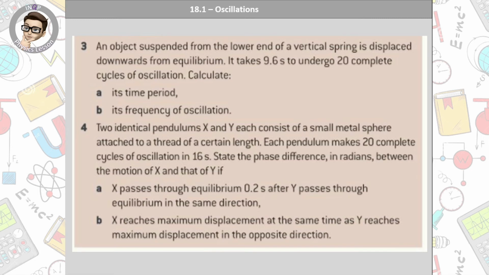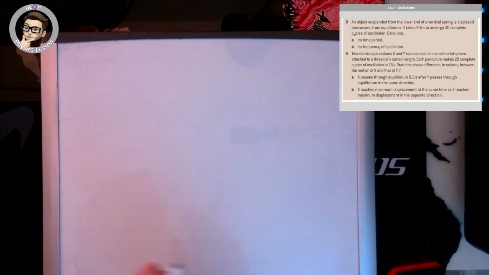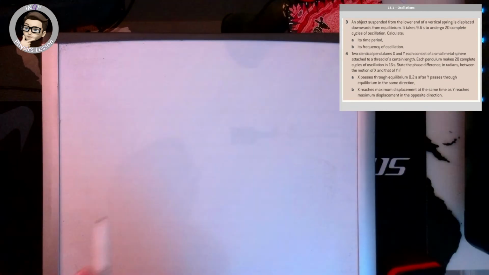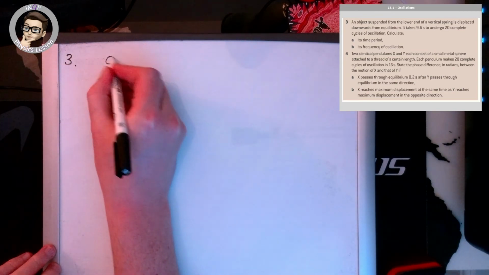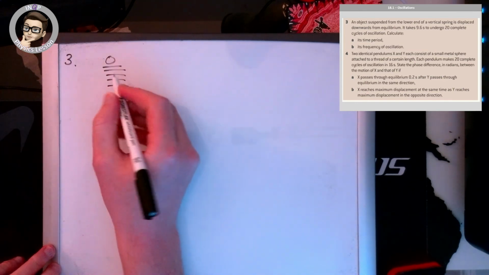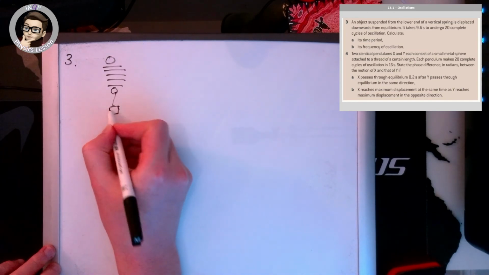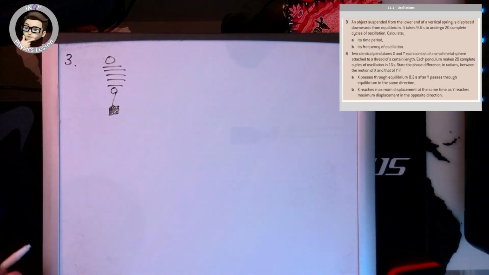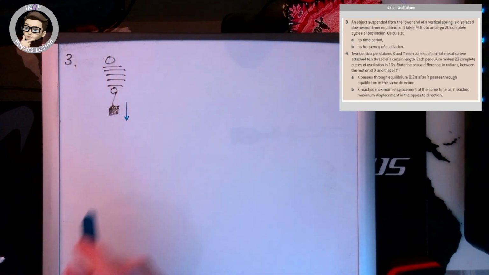Okay, so let's go through some of those answers. And let's just go for that one. Right. So question 3 asked us: an object is suspended from the lower end of a vertical spring and displaced downwards from equilibrium. So as always, let's draw ourselves a diagram. So it's on a vertical spring. Its object has been suspended and it has been displaced downwards, so that means we are going to pull it downwards so that it starts at a lower point.